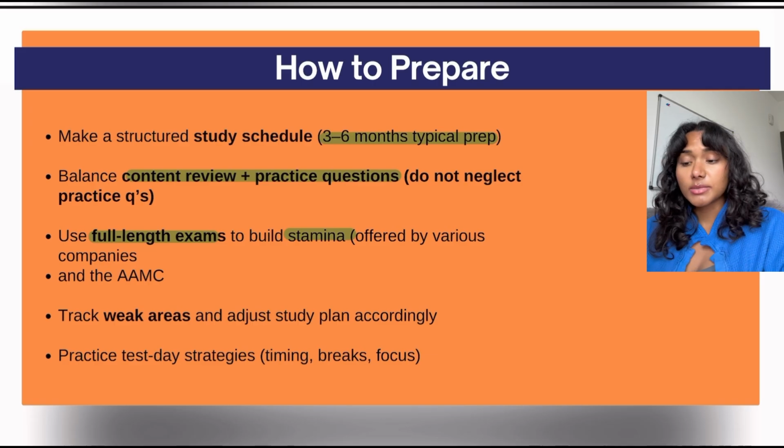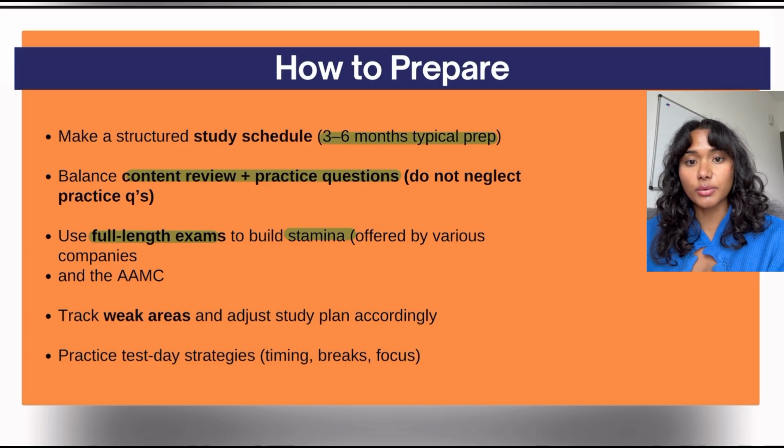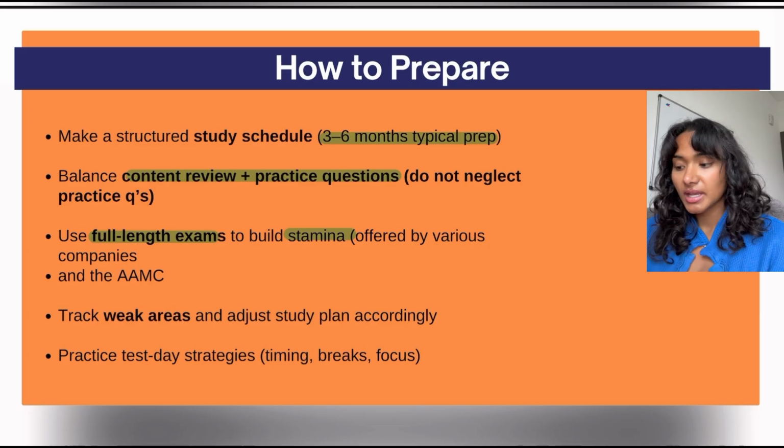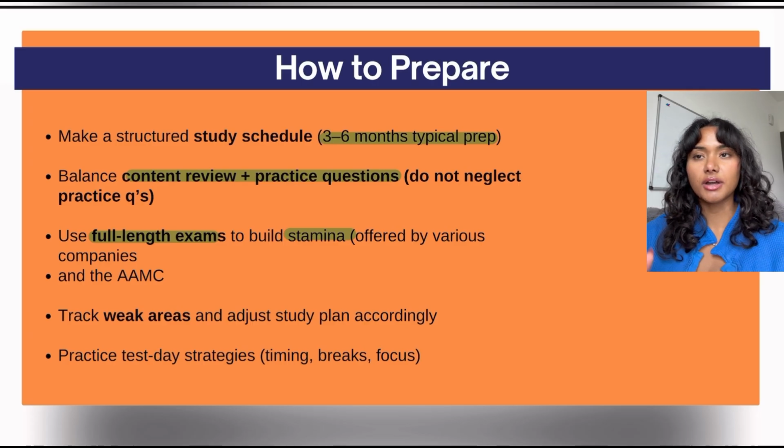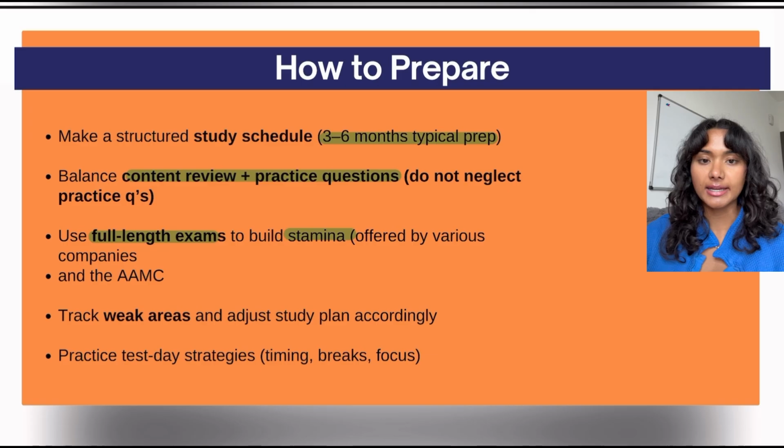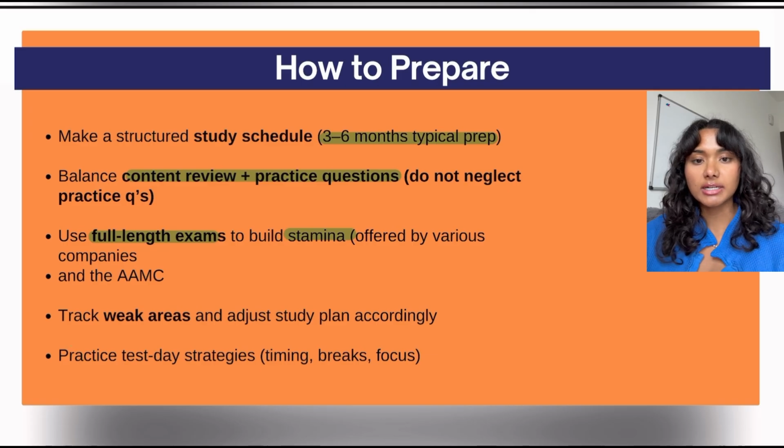Full-length tests simulate your stamina, and the AMC provides sample questions, and there are also a lot of third-party websites you can buy them from. It shows you your weak areas, because just because you think you understand something from reading it, once you actually put it into practice, you can really know if you understand it or not, or if you understand the types of questions they're asking.